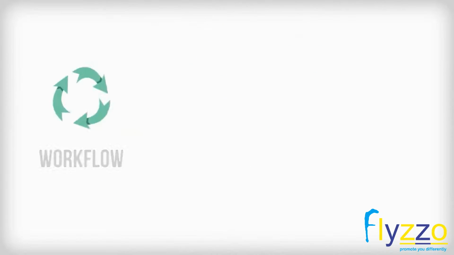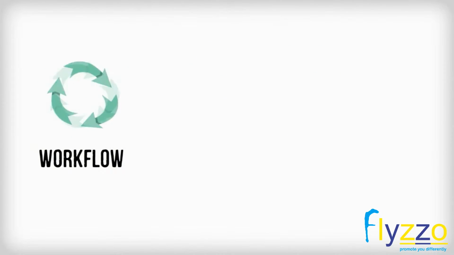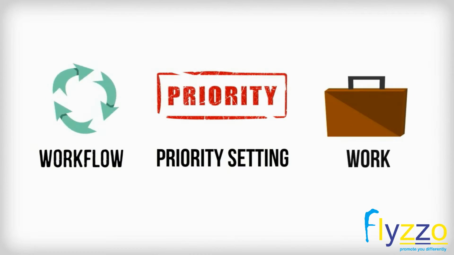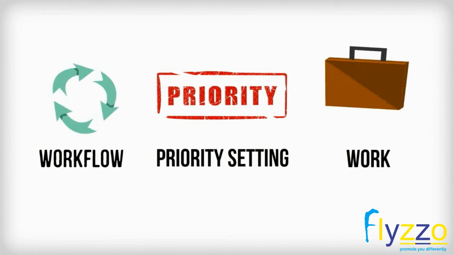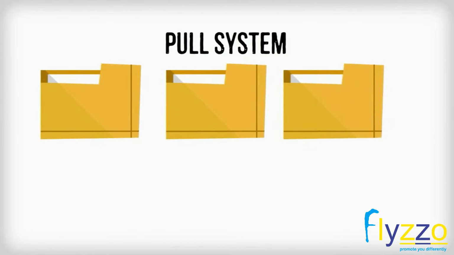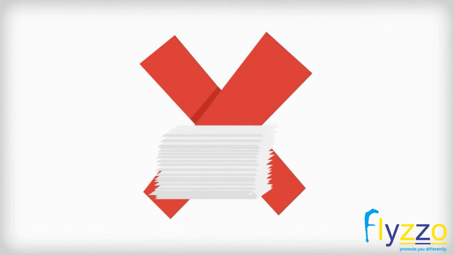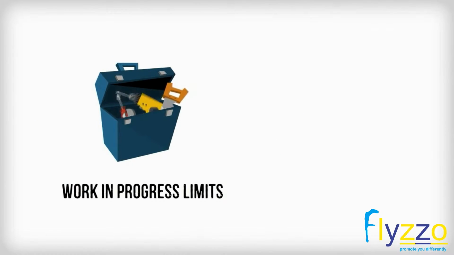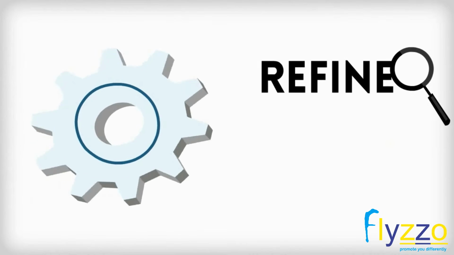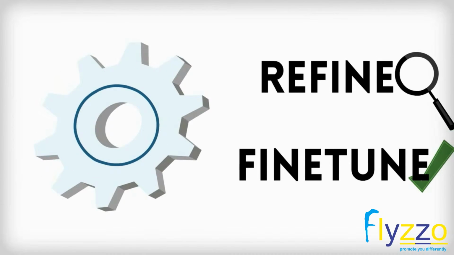The Kanban system. We first define a workflow, which is specific to our business. We then use a system of priority setting to decide which pieces of work should be tackled first. Following this, we use the concept of a pull system, which means that each item of work is pulled from a queue by whoever is doing the work, as opposed to being pushed onto that person's stack. Work in progress limits are set to avoid overloading any of our workers, and core rules are established and agreed to keep the system in check. Throughout all of this, we constantly refine the system and fine-tune it to improve efficiency.